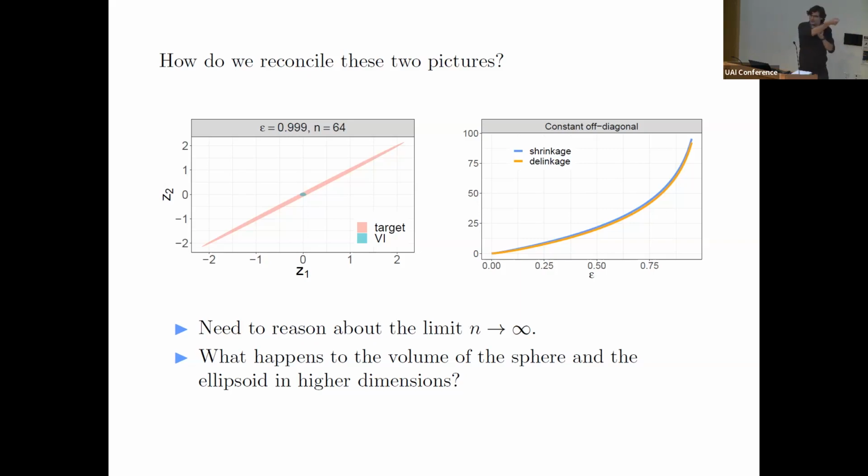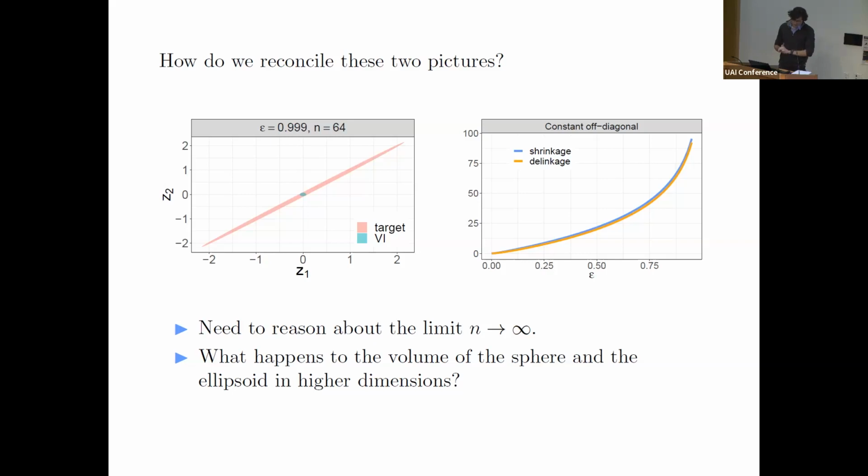Whereas the ellipsoid only, because of the strong correlation between all the variables, it's almost only going to live on a submanifold. And so you keep increasing the dimension and the sphere keeps getting bigger and bigger, whereas the ellipsoid doesn't really grow until at some point the sphere has the same volume, almost the same volume as the ellipsoid, right?